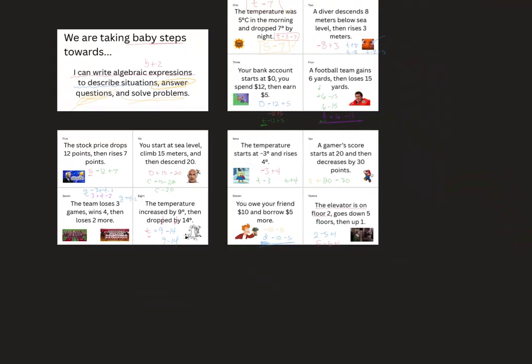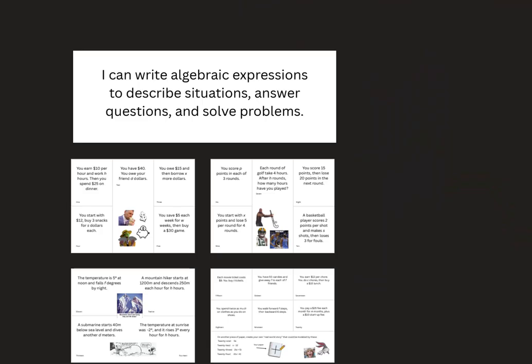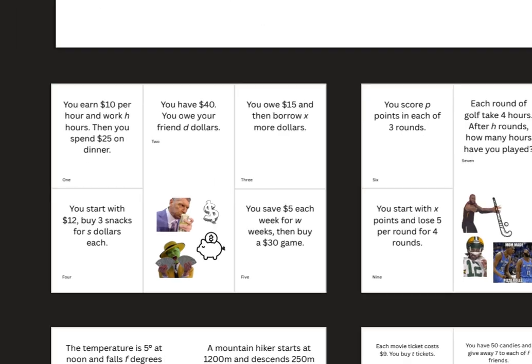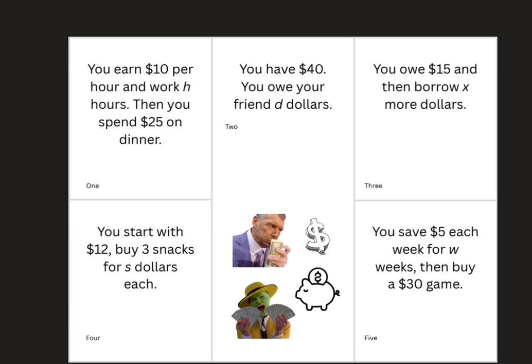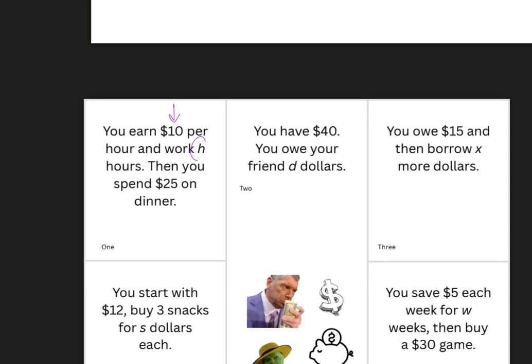Now we're going to move on to describing a little bit more complicated ones. So like I said, we're going to be moving a little bit closer, baby steps wise, into writing some algebraic expressions. So let's do that. You earn $10 per hour and work H hours. So you actually earn a specific amount and you work for an unknown amount of hours.